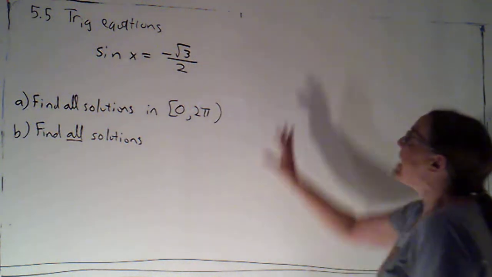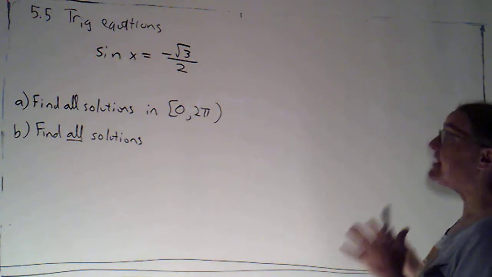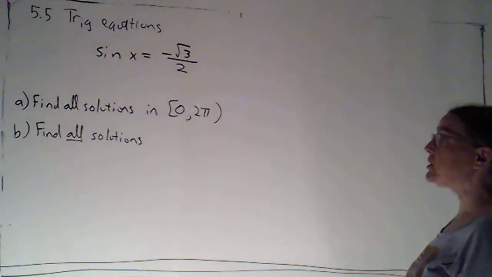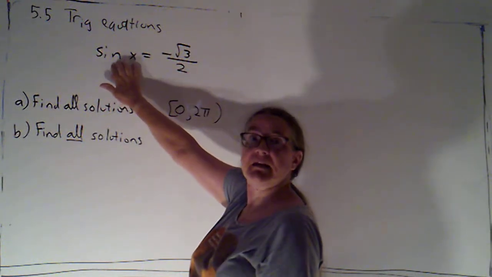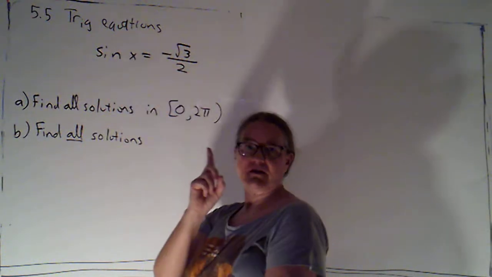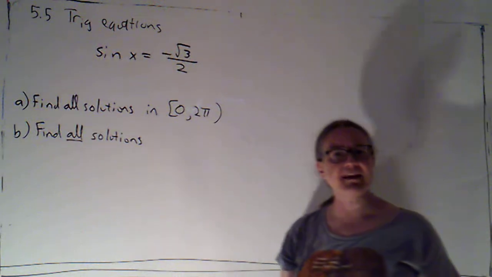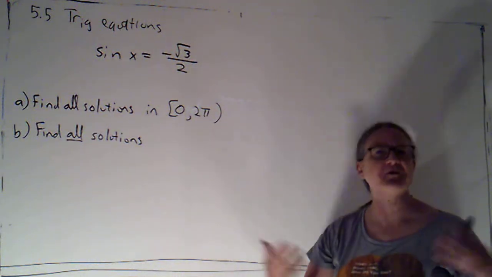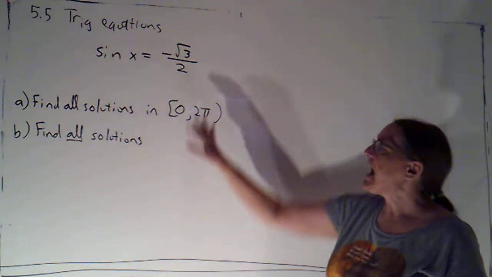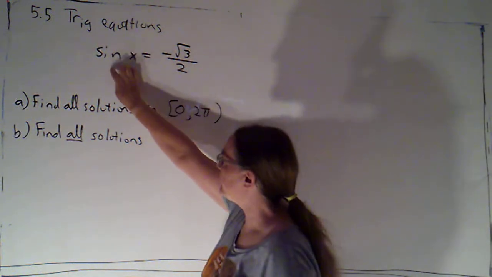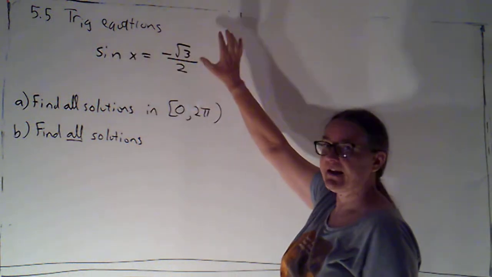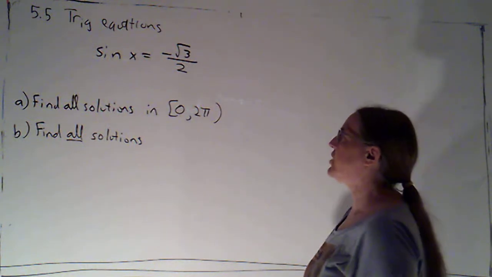Okay, now with this particular problem, it's kind of nice. This is a linear trig function, and all that means is that the biggest power of a trig function that we have is the first one. So we're not dealing with any trig functions squared or taken to higher powers. And this is in the form that I want. I've isolated the trig function, so a trig function equals a number. If I can get it into that form, I'm in good shape.